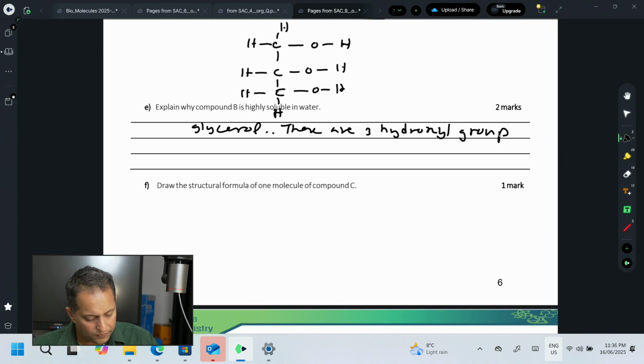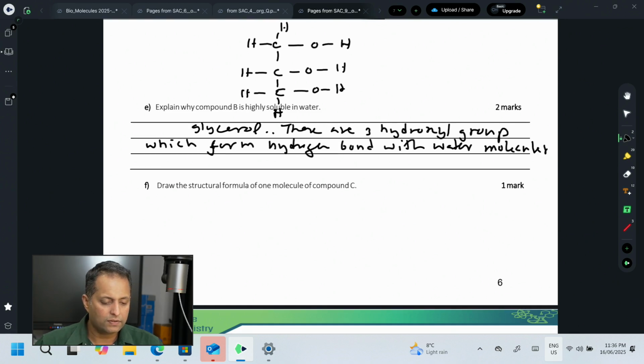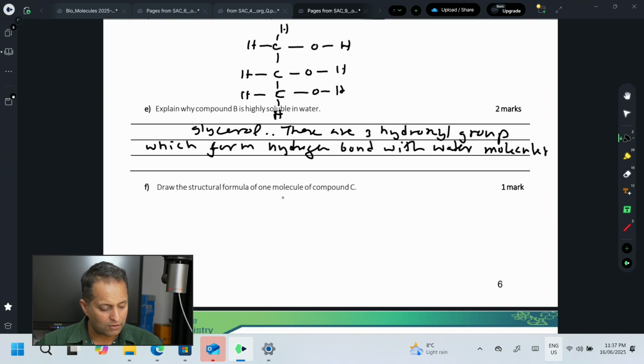Which can form hydrogen bonds with water molecules, resulting in... You can say there are three hydroxyl groups which can form hydrogen bonds with water, which makes it more soluble. Simple. Draw the structural formula of one molecule of compound C.